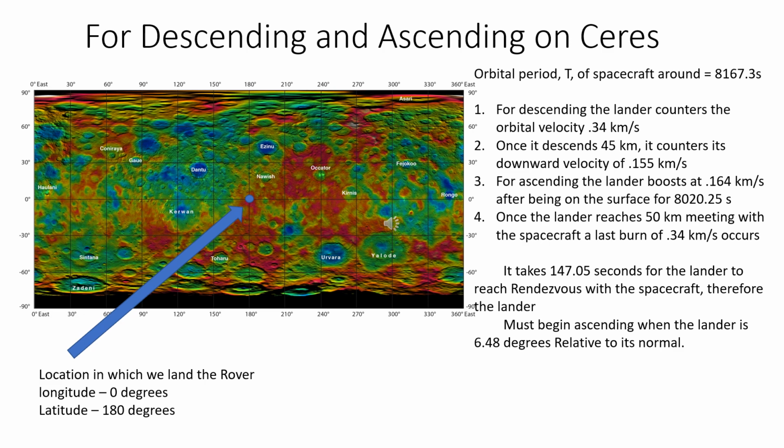For ascending, the lander boosts at 0.164 kilometers per second after being on the surface for 8,020 seconds. Once the lander reaches 50 kilometers, meeting with the spacecraft, a last burn of 0.34 kilometers per second occurs to match the spacecraft's velocity. It takes 147 seconds for the lander to reach the rendezvous with the spacecraft. Therefore, the lander must begin ascending when the lander is 6.48 degrees relative to its normal.